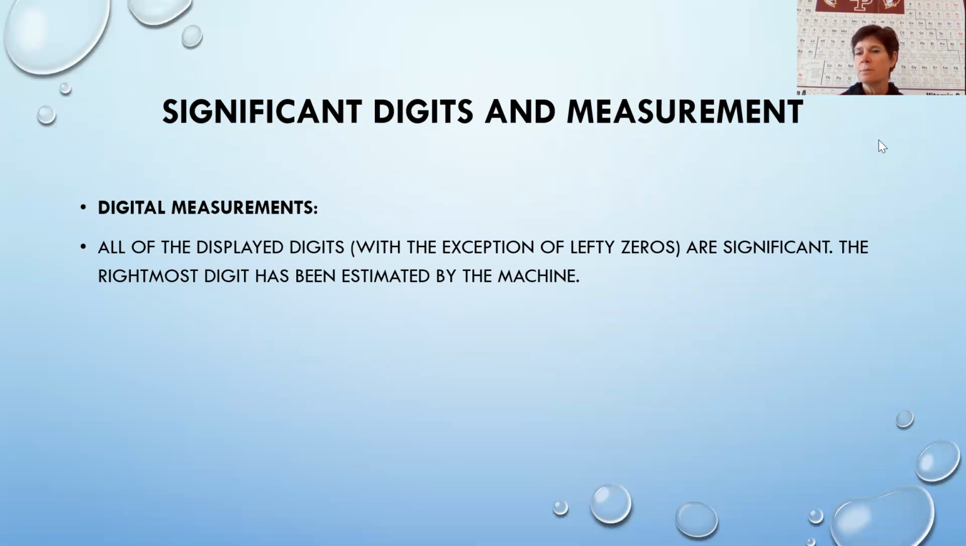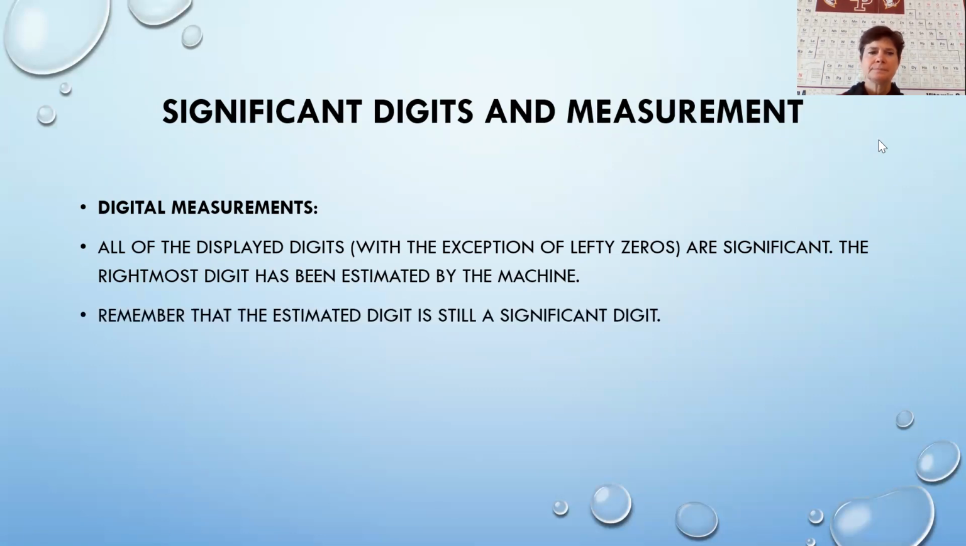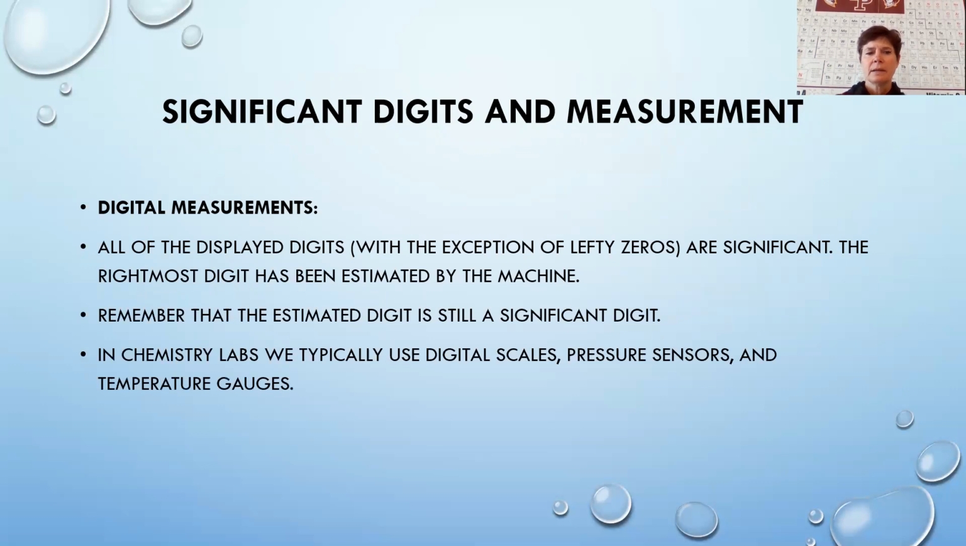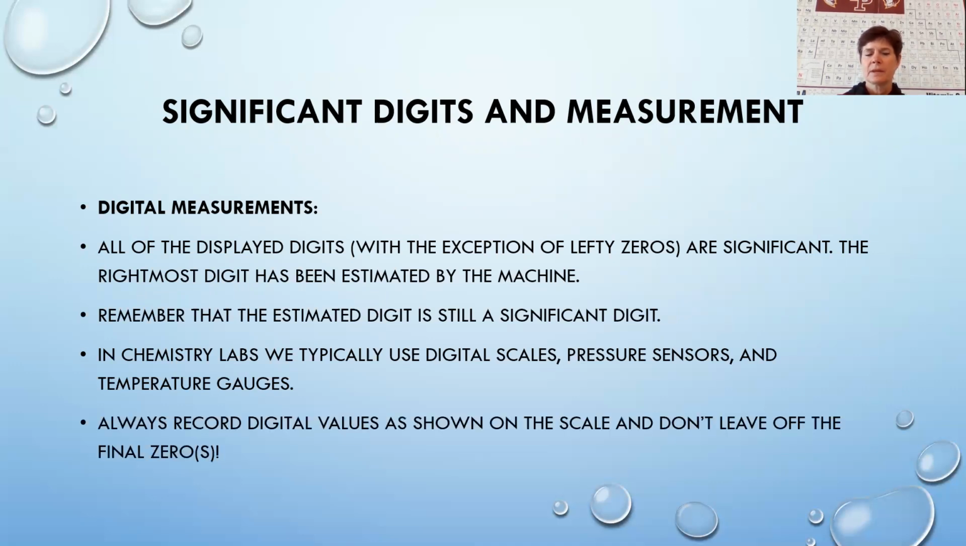So for example, if you measured out a mass of iron in the separation of mixture lab that was 2.35 grams, then all of those digits are significant, and the last digit, the one 2 places to the right of the decimal, the 5, would be estimated by the machine. Remember that the estimated digit is still a significant digit. And in chemistry class, we typically use digital scales, pressure sensors, and temperature gauges. Always record digital values as shown on the scale and don't leave off the final 0 or zeros.